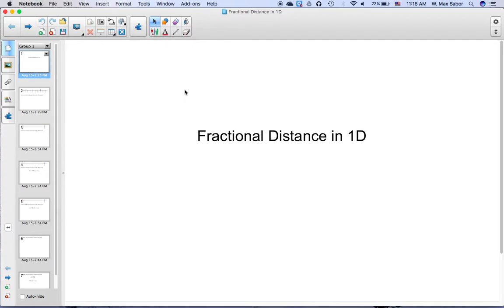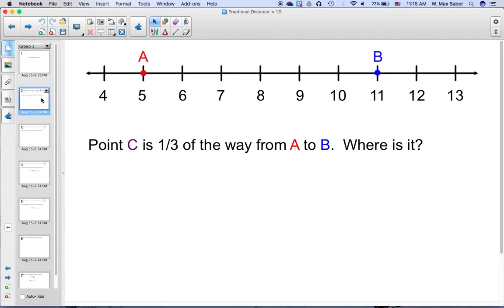Fractional distance in one dimension. So distance is pretty straightforward, but fractional distance is a little trickier. If I say point C is a third of the way from A to B, where is it? It's a third of the way from A to B. Well, that doesn't really answer it more effectively.